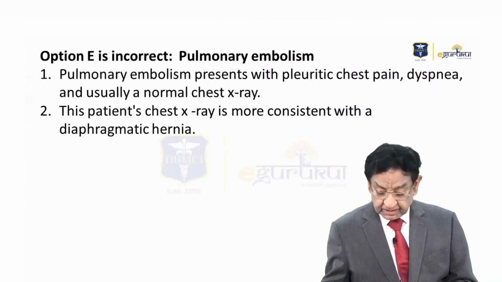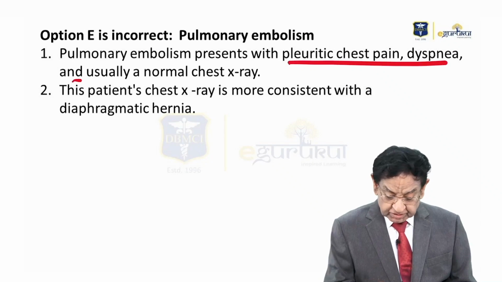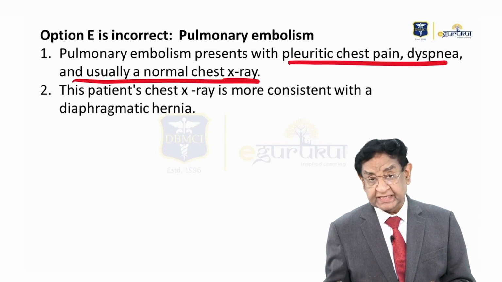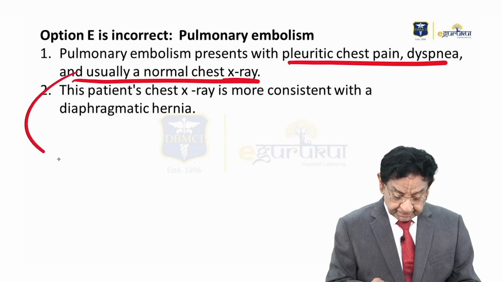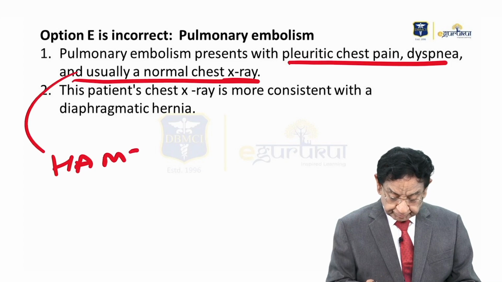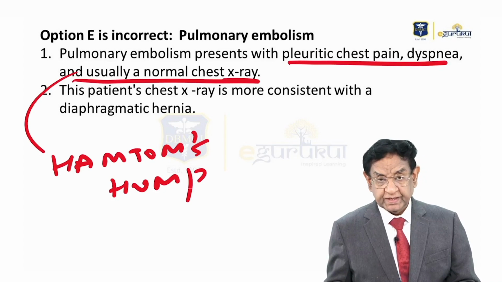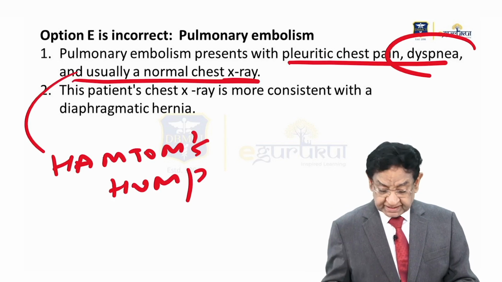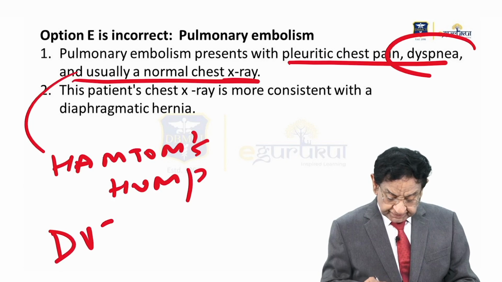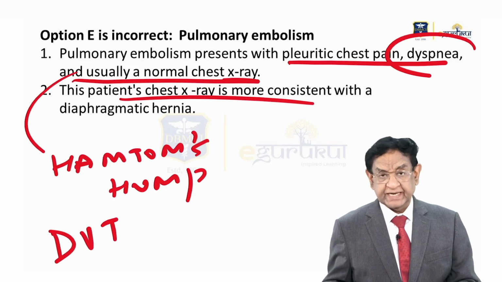Okay. What about pulmonary embolism? They present with pleuritic chest pain, sudden onset of dyspnea, and usually with a normal chest X-ray immediately. In due course of time, we can see changes. Moreover, sudden onset of dyspnea is the most common presentation, usually in the setting of deep vein thrombosis. And moreover, the chest X-ray will not show intestine in the chest.